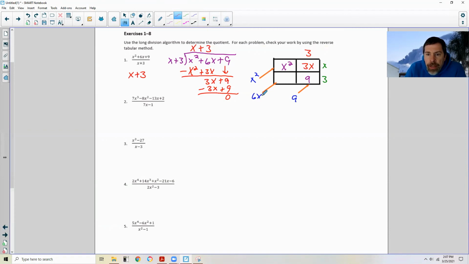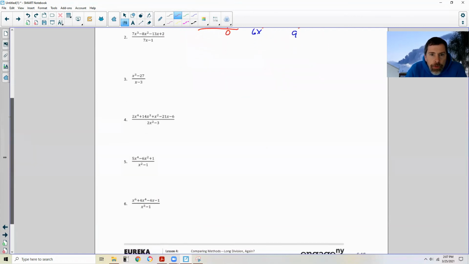And then I have this 6x here, so I need to add something to 3x to get 6x. Well, that's of course 3x. So 3 times what is 3x? This has to be an x. So there we go. Put a plus in between here, and that is what we got here. So there is our check. Let's go on to number 2.